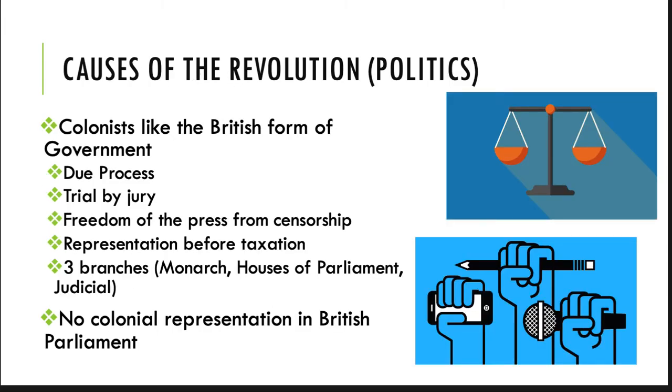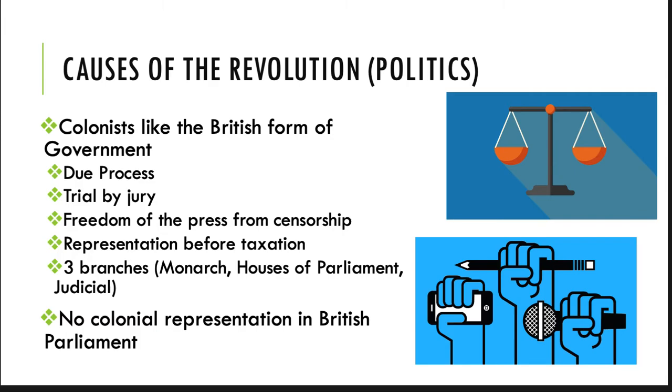Now we're getting closer to some causes of the revolution. The colonists are going to envy and really like the British form of government. They like the idea of due process, the fact that you get a trial and that you're innocent until proven guilty. They like that there is a jury in that trial process. They really like that there is a freedom of the press from censorship, even if that means that they are criticizing any figure in the government.